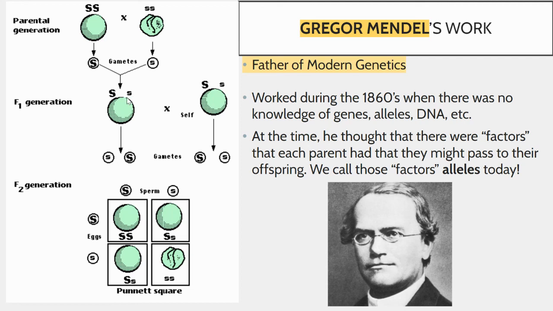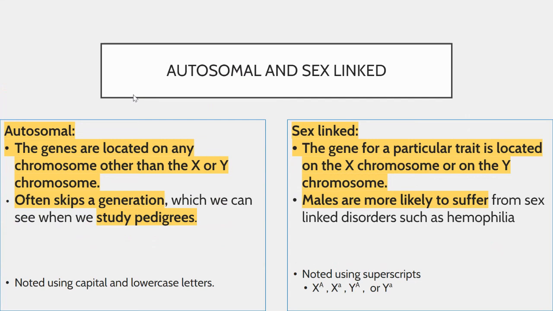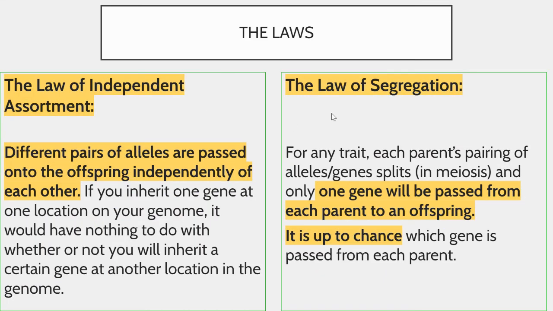Those S's will actually be split during meiosis, and it's completely up to chance whether any random sperm or egg cell would receive the big S or whether it would receive the small s. So that is the law of segregation, just that one gene will be passed from each parent to an offspring, and it's up to chance which gene the parents pass.